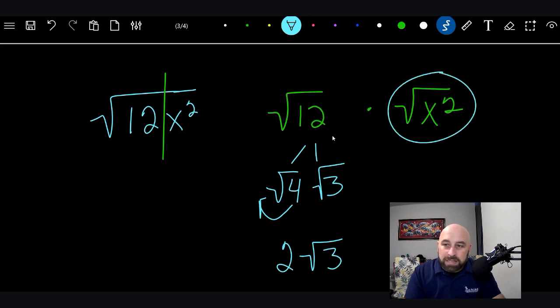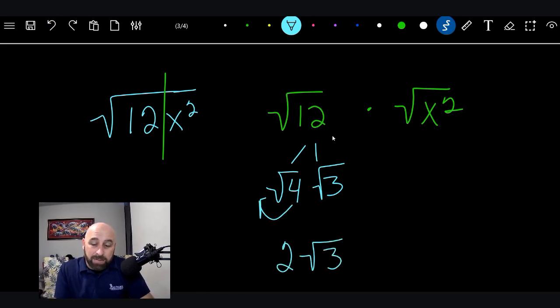What happens to this? Well, what is the square root of x squared? x squared is x times x. So this comes out to x times x, right? So what comes out? The x comes out, and nothing stays in. Basically, that just comes out. So I don't have anything left over.